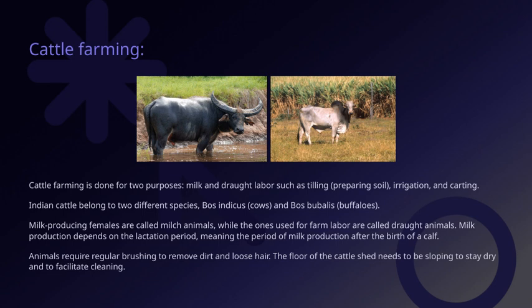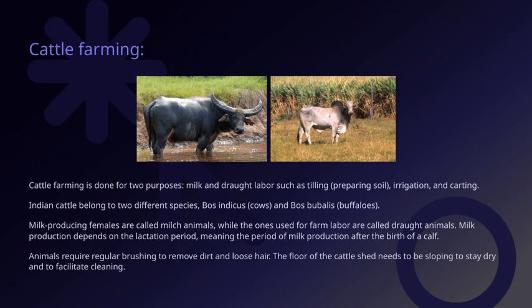To keep these animals healthy and productive, regular brushing is important. It helps remove dirt and loose hair, which can prevent skin infections and keep the animals comfortable. Additionally, the design of the cattle shed is crucial. The floor should be sloping to stay dry and make cleaning easier. Proper shelter not only ensures the animals' well-being, but also enhances their productivity.